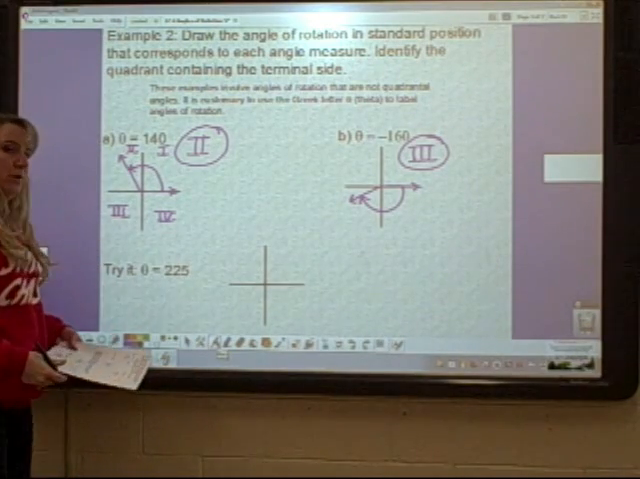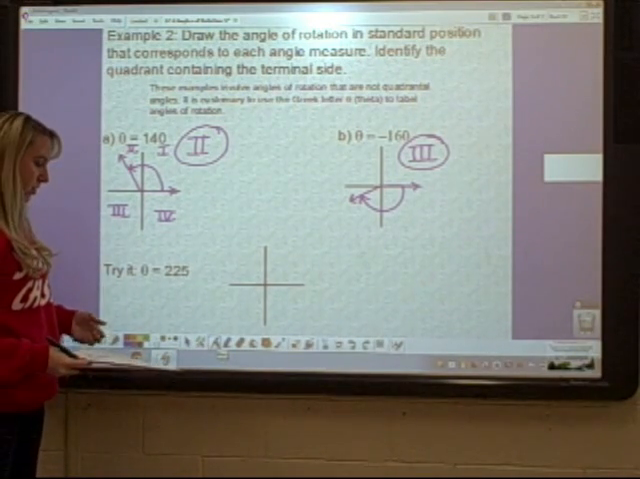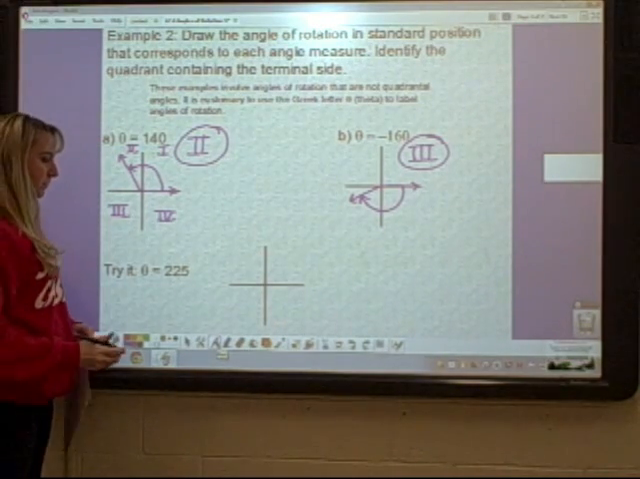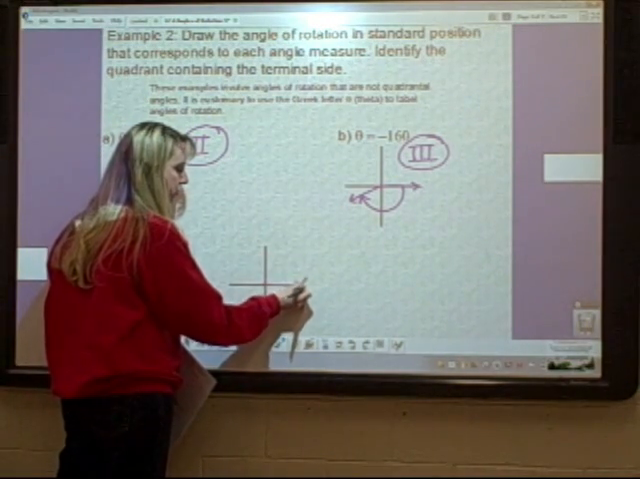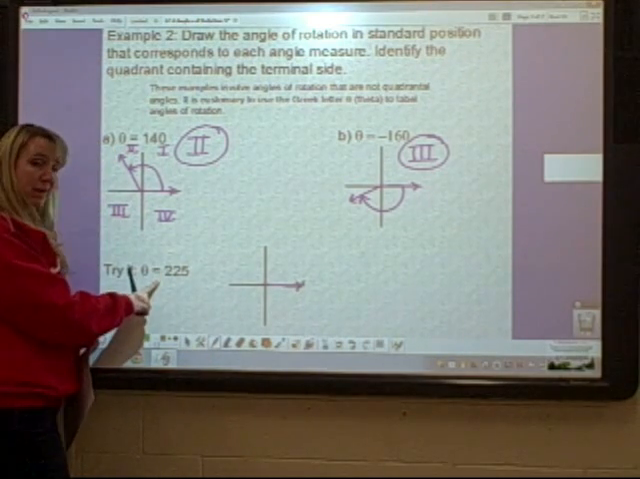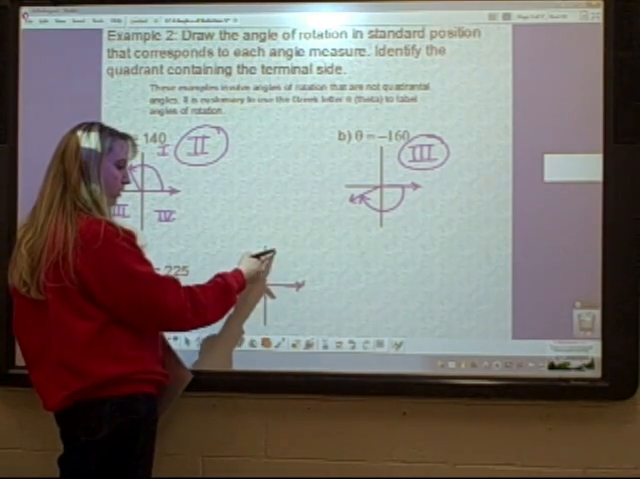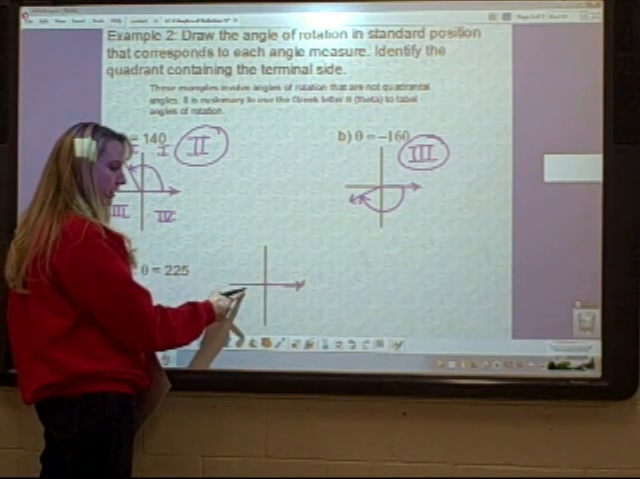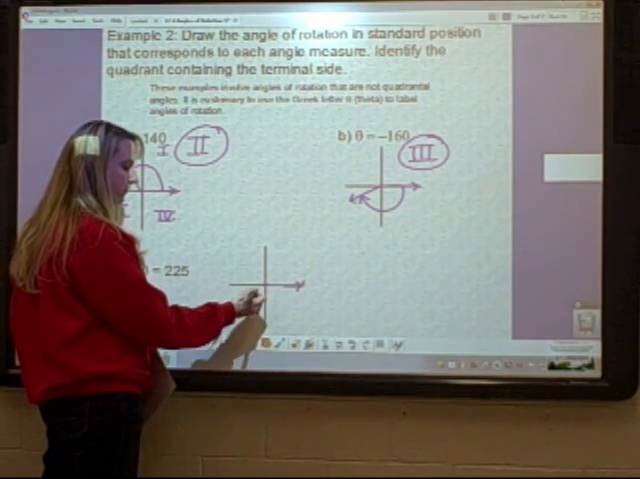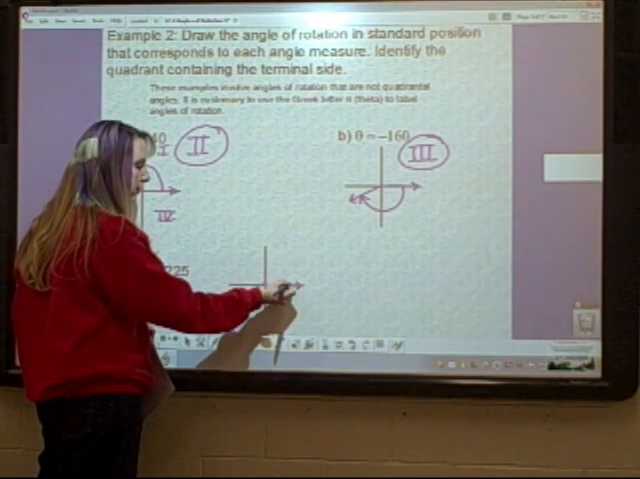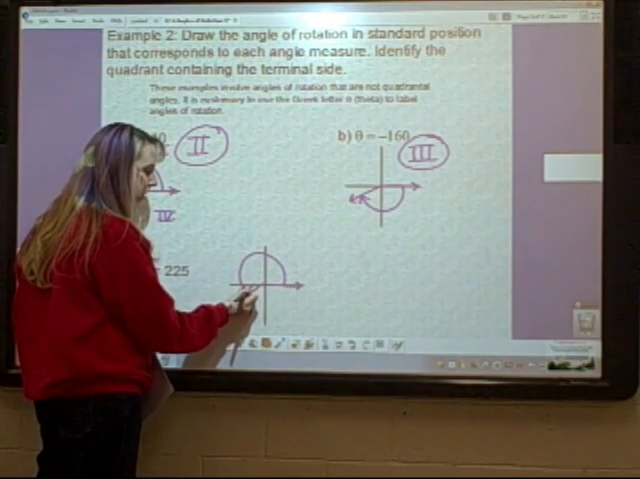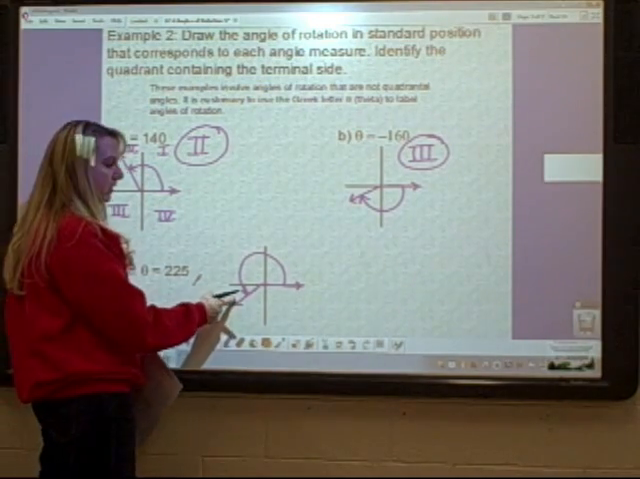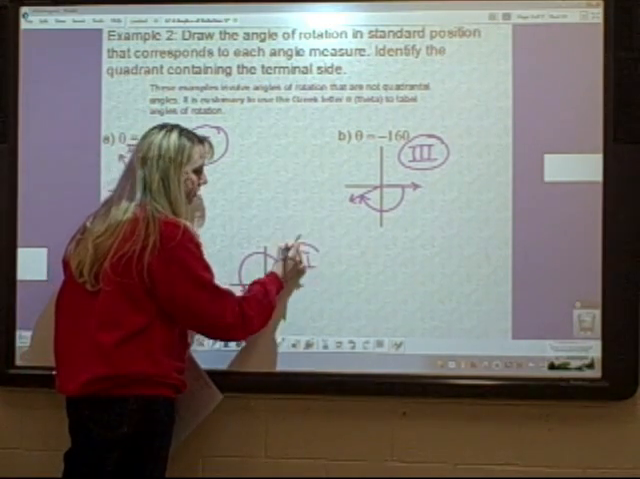So think about 225. Where would that land you? I'm going to start with my initial side. It's a positive number, so I'm going to go in this counterclockwise direction. 90, 180, 270, I've got to back it up. So it's kind of between the 180 and the 270. I'm going to draw my rotation with an arrow in a positive direction to represent that positive 225. And we end up in quadrant 3 again.